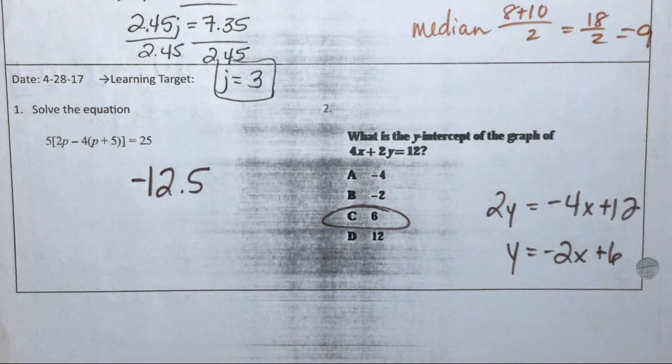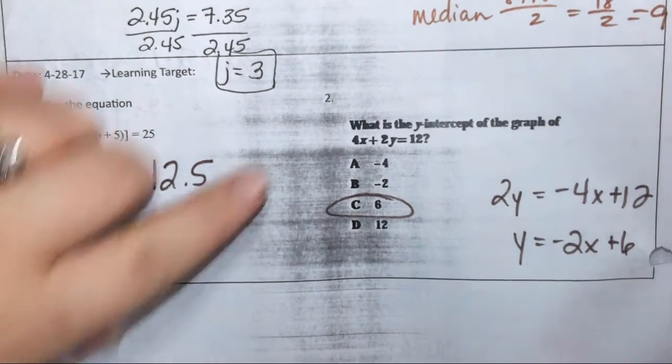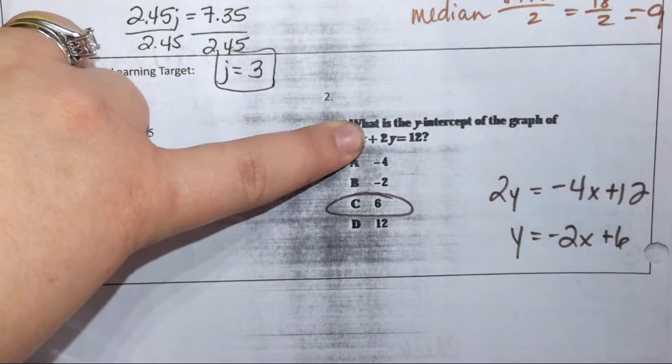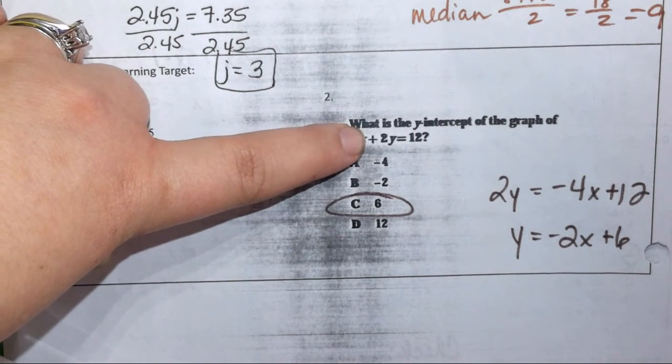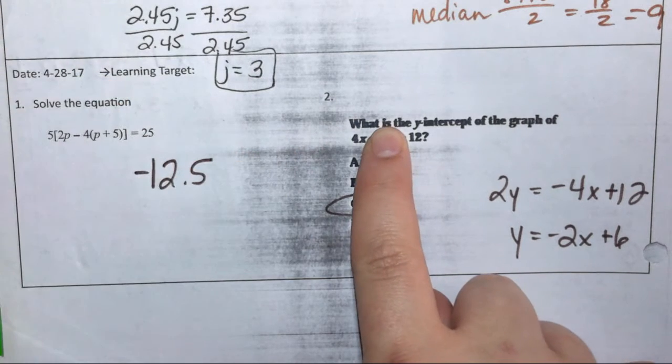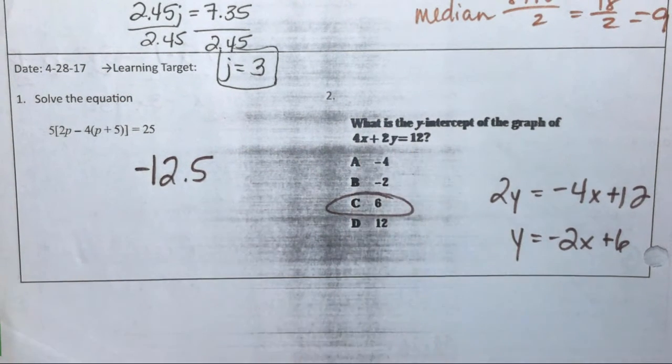Again, y-intercepts happen when x is 0. So if x was 0, I have 2y equals 12, so y equals 6. I don't write anything else. And the x-intercept would be at 3. 4x equals 12, x equals 3. A little faster. I don't have enough time for all that. Your way will work, it's just time consuming.